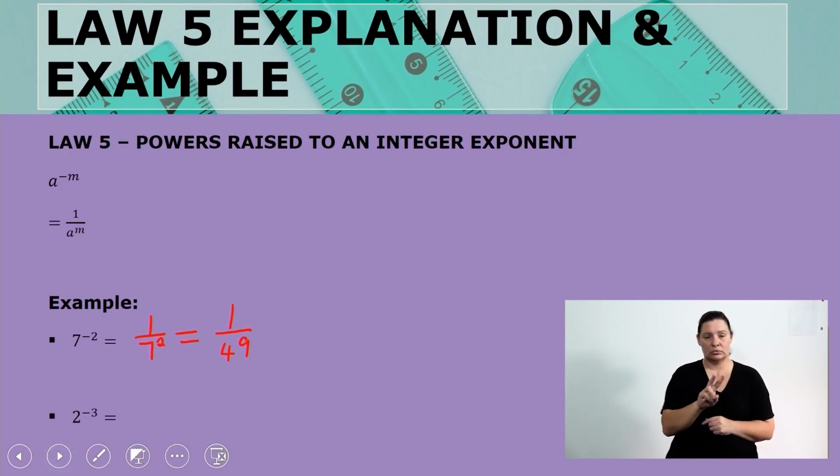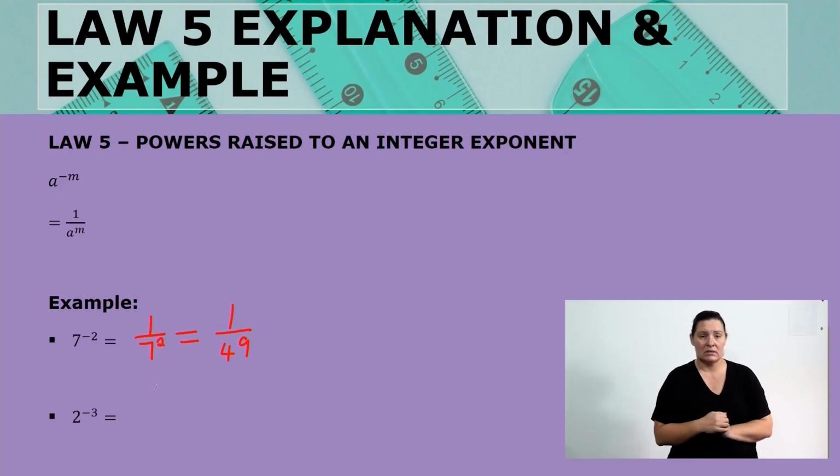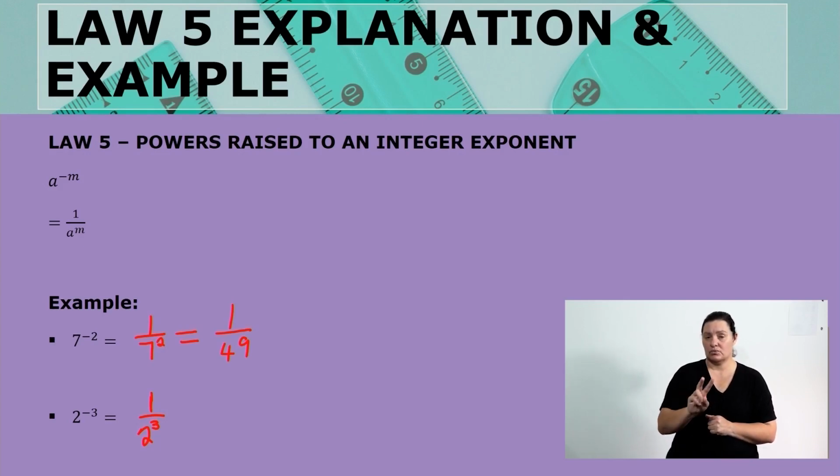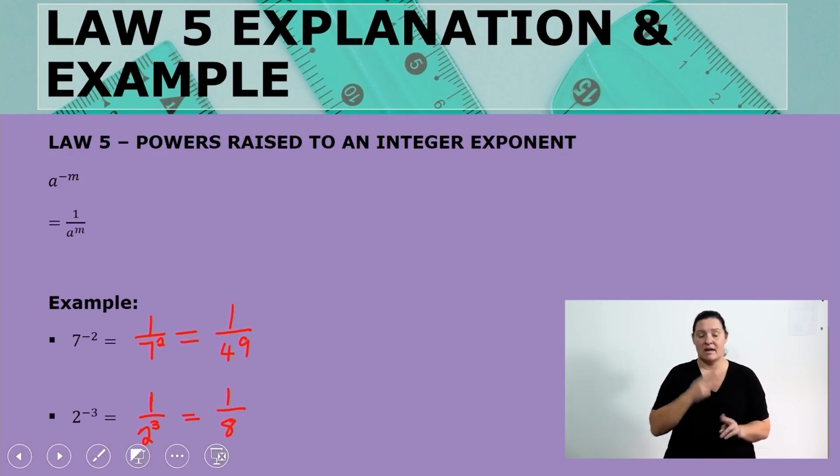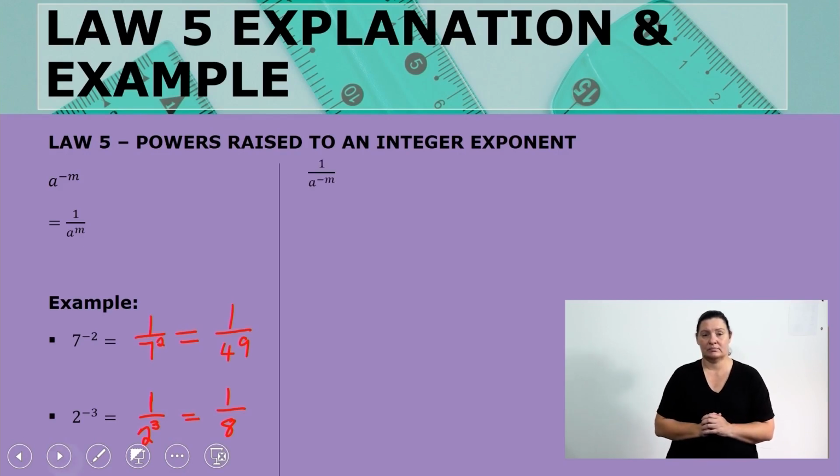We have 2 raised to the exponent negative 3. So what is that going to become? Yes, you have it. Our exponent is going to become positive. Our power moves to the denominator, and we have 1 divided by 2 exponent 3. We know that 2 cubed is 8. So our final answer is 1 divided by 8.